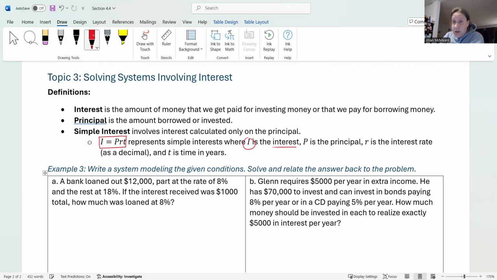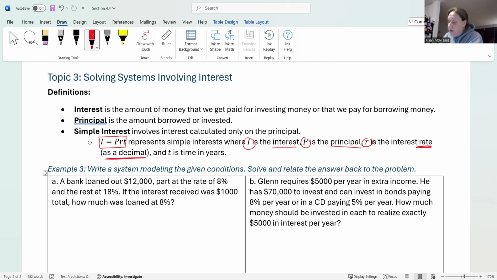I is the interest. That kind of makes sense. I for interest. P is the principal. Again, makes sense. R is the interest rate, but there is a condition on R. It has to be written as a decimal. So in math class, when we have percentages, we most frequently have to convert them into decimals to include them in different calculations or formulas. And to do that, all you do is move the decimal to the left twice. So drop the percent symbol, move the decimal to the left twice.